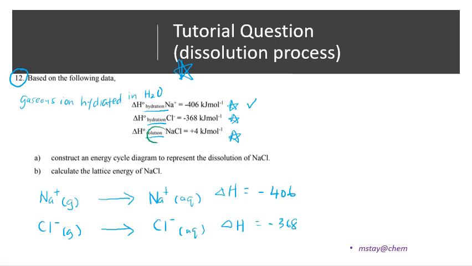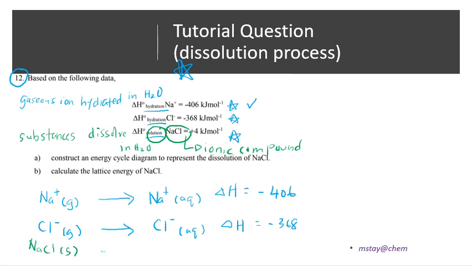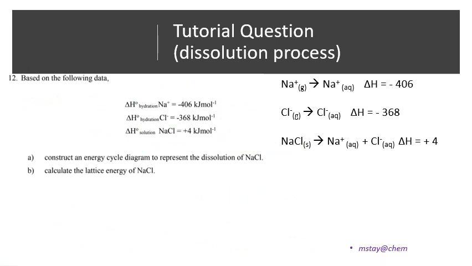Okay, next one is the enthalpy of solution, when 1 mole of substance dissolves in water. So NaCl is an ionic compound, so that's why the physical state for NaCl will be solid. When dissolved in water, the ionic compound will dissociate to produce Na+ ion and also Cl- ion. Because they are dissolved in water, the physical state will be aqueous, and the enthalpy change is positive 4. Okay, as usual, after we write the thermochemical equation for each type of enthalpy given in the question, then we will label the equations 1, 2, 3.